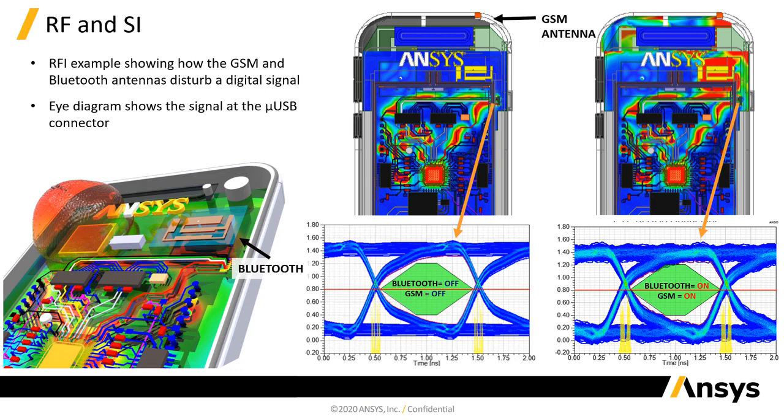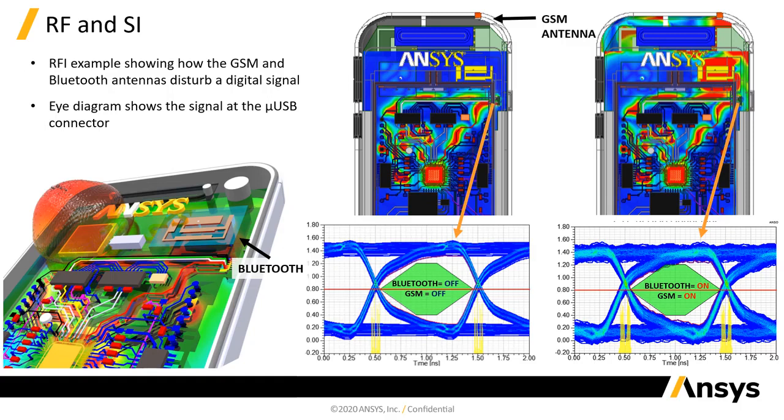And in this case, we have a package in the middle of the PCB, and we have a signal that goes from that package to the USB connector on the right side of this phone. As you can see in the middle of the screen, we have an eye diagram that shows that the eye is open and the Bluetooth and GSM antennas are off.